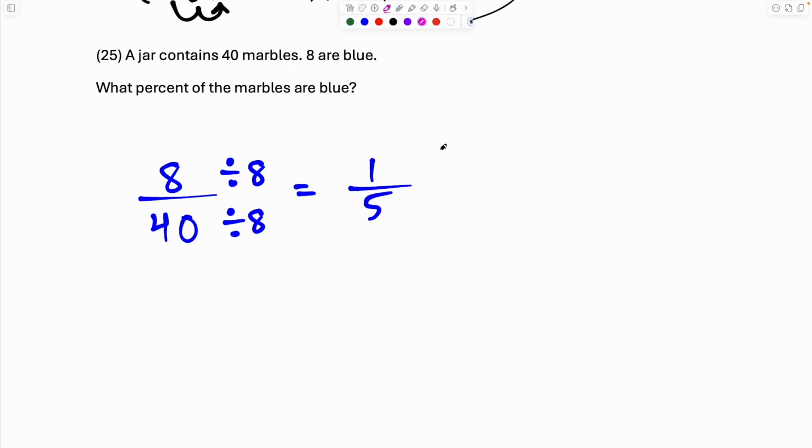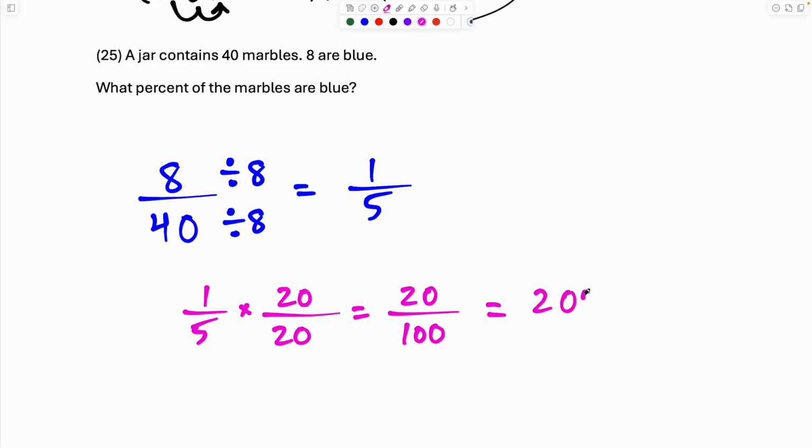So from here, we could do the division, or we can remember that when we want to go from fraction to percent, the easier way to do it is to take your fraction and make an equivalent fraction that has a denominator of 100. So I can multiply 1/5 by 20 over 20, and that gives us 1 times 20 is 20, over 5 times 20 is 100, and 20 hundredths is equal to 20%. Remember, percent means out of 100. So since we have 20 out of 100, we're going to get 20% for question 25.